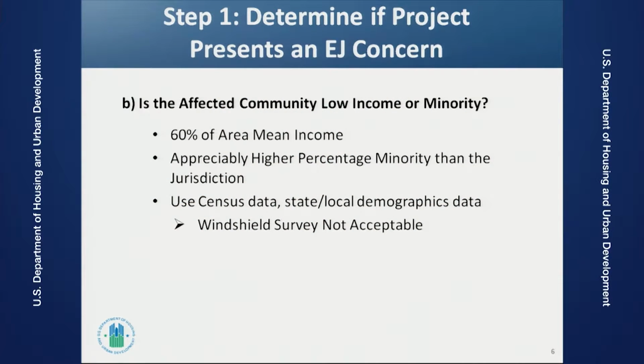Now, moving on to the second half of step one, if there are any adverse environmental impacts, you'll ask if they affect a low-income or minority community. So look at whether this community has less than 60% of area median income, or there's an appreciably higher percentage of minorities than in the jurisdiction in general. For this, you should be looking at census data and state and local demographic data.